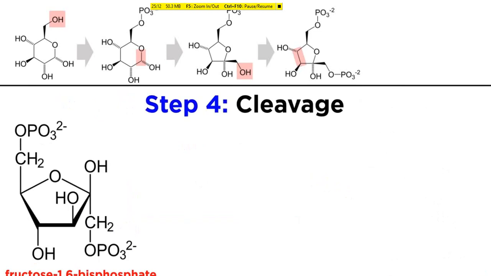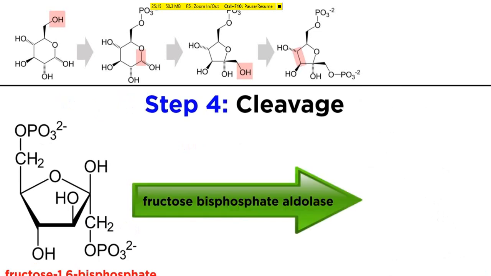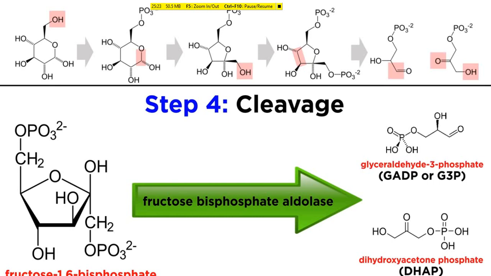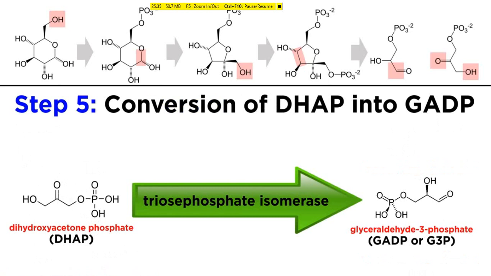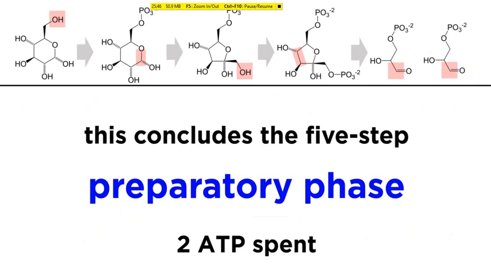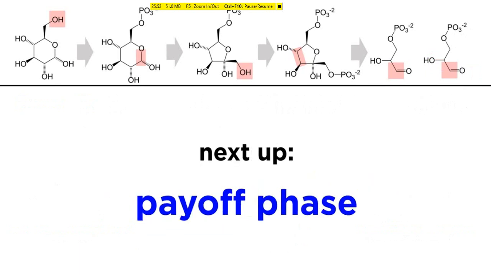Now, this molecule is ready to be cleaved into two smaller ones. Fructose bisphosphate aldolase is a lyase enzyme that will split fructose 1,6-bisphosphate into a molecule of glyceraldehyde 3-phosphate, or GADP, and a molecule of dihydroxyacetone phosphate, or DHAP. The DHAP will be converted into another molecule of GADP by the enzyme triose phosphate isomerase, which leaves us with two molecules of GADP. That's the end of the 5-step preparatory phase, with 2 ATPs spent to achieve the 2 phosphorylations. Now it's time for the payoff phase.